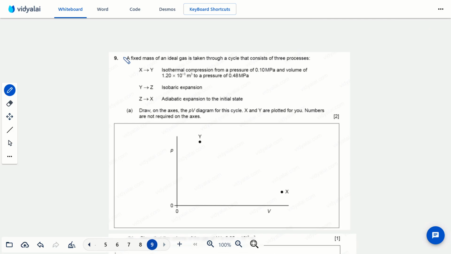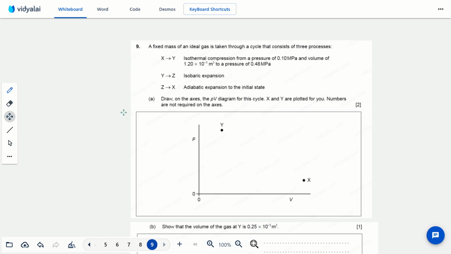The ninth question is based on thermodynamics, and it describes a process where the gas is run through three different states, and we have three different processes for this gas to go about in these three different states. X and Y are already plotted on this graph. We need to plot Z, the state Z, and then we can connect all these three dots, where each represents a state of the gas.